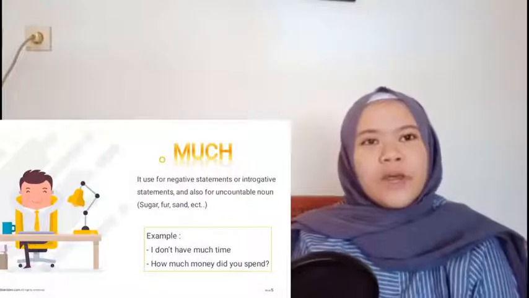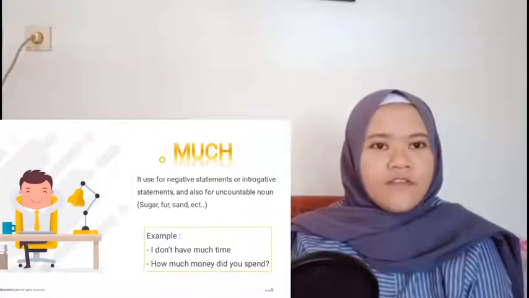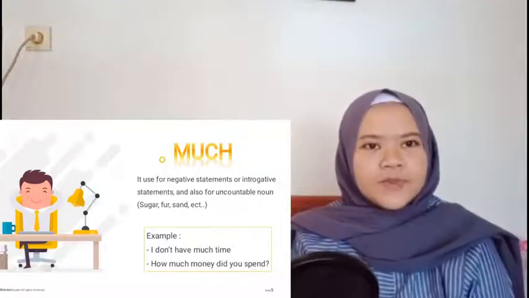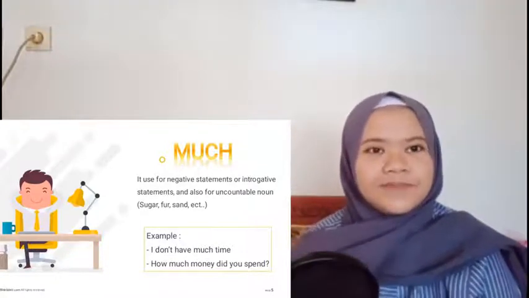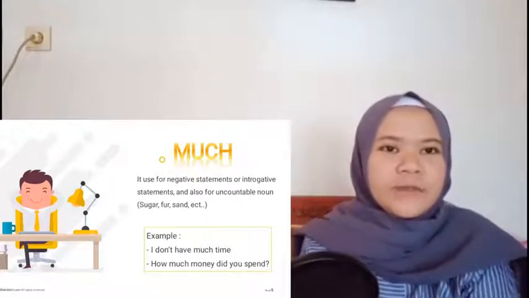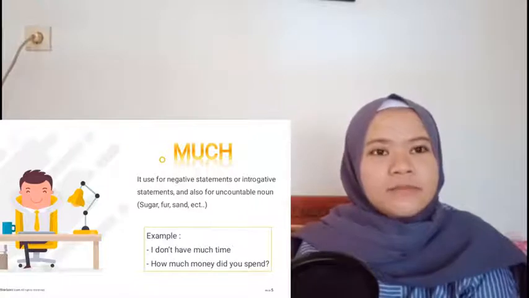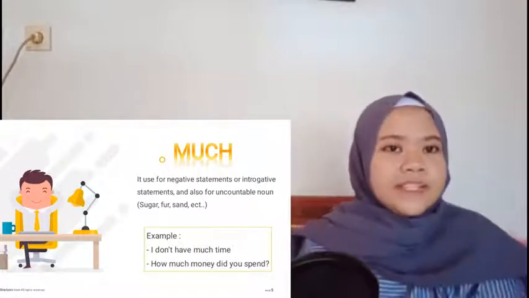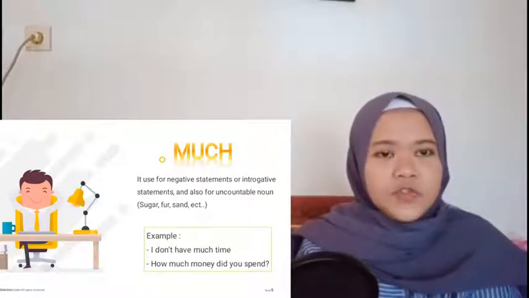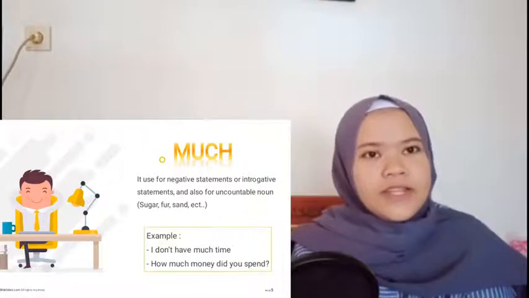Next, much. Much is used to determine a quantity of an uncountable noun and is usually used in questions and negative sentences. Examples, I don't have much time. It's a negative sentence and time can't be counted. And the second, how much money did you spend? It's a question, and money, we can't count it.